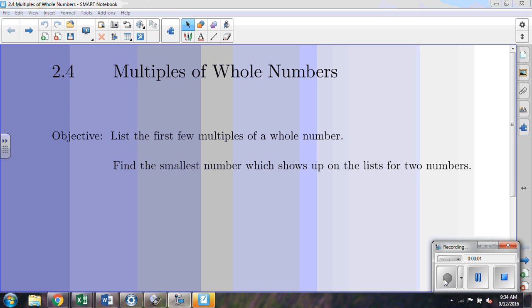Well, in this lesson, our objectives are to create a small list for the first few multiples of a whole number, and then we'll use that list to find the least common multiple. That is, we'll find the smallest number which shows up on the list for both of the two numbers we work with.